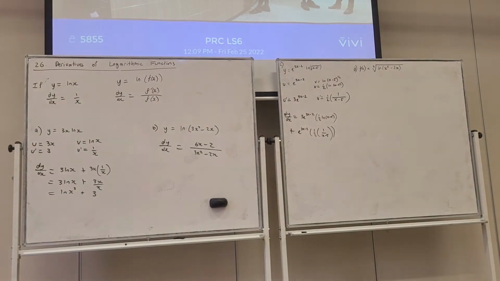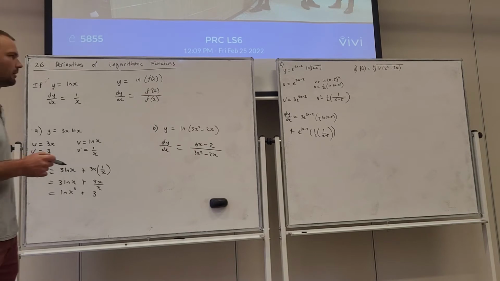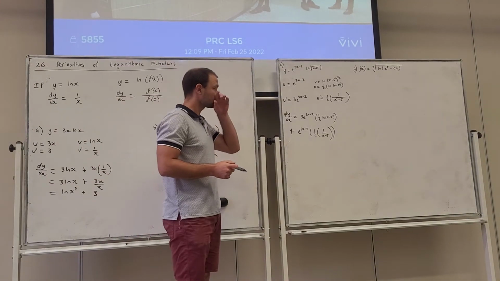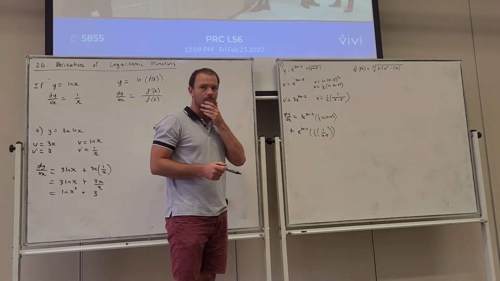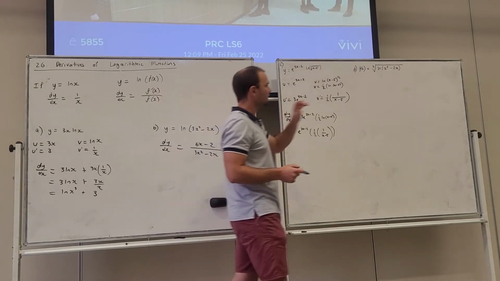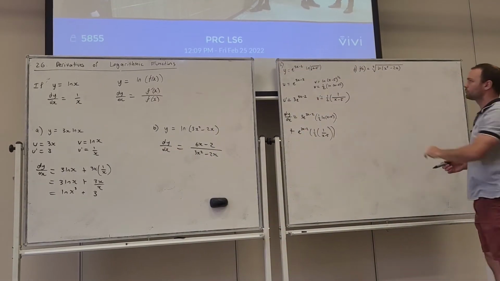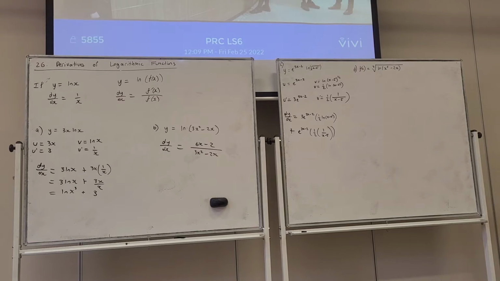Okay, and of course we can expand and simplify and so forth, but we'll leave it for now. Here we have the cubed root of ln of x to the 5 take 2x. So here we absolutely have to use the chain rule.